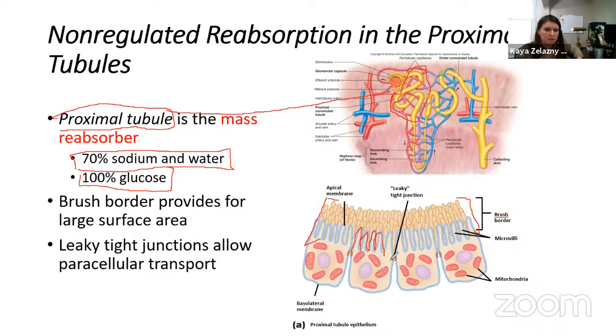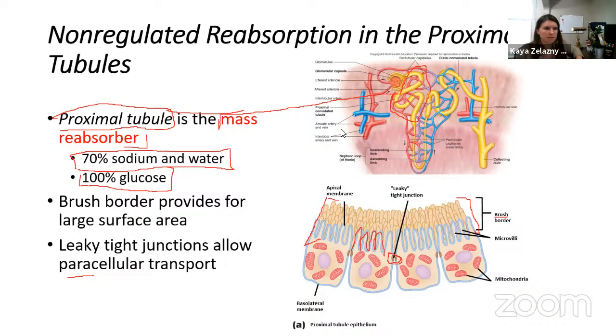There are tight junctions between the epithelium. So big things can't get between these cells, but they are a little leaky, so they do let like chloride through. So we do have some paracellular transport going on here, right? Because we want to reabsorb tons and tons of stuff. We're a mass reabsorber here.